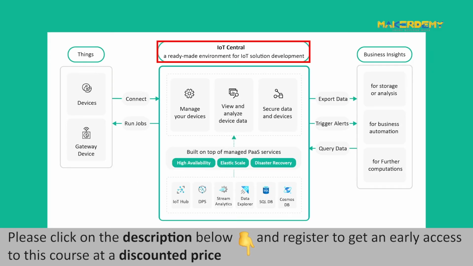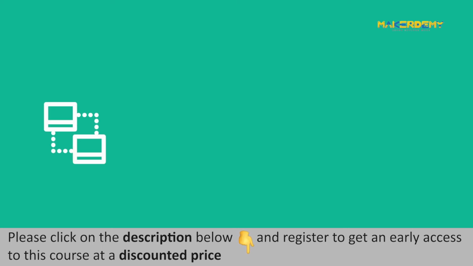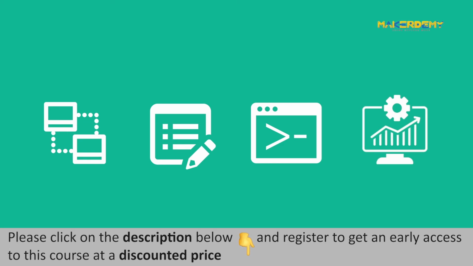Azure IoT Central is a ready-made environment for IoT solution development. The key elements of IoT Central in the architecture include manage devices, view and analyze data, secure data and devices, and integration with other services. Let us discuss them one by one briefly. Azure IoT Central helps in managing one or many IoT devices together that are connected to the Azure IoT Central application. Managing a device means controlling which devices to connect, setting properties, calling commands, or maintaining device metadata, etc.